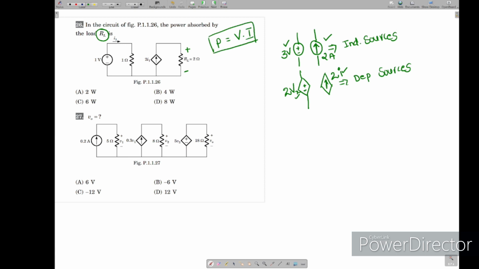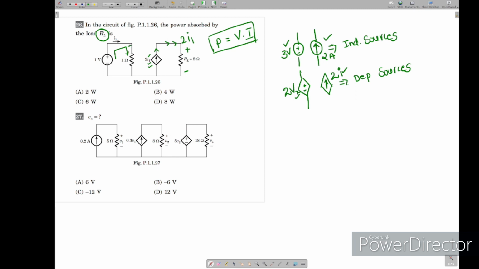If you see here, we don't know the current as well as the voltage, but this current is coming as 2I1. We don't know directly the value of I1, or what the voltage across RL is. So first we find I, then we can find V. What I told you: if you see independent and dependent sources, you should always target the control variable I1. So I1 is this, and this is 1 volt.